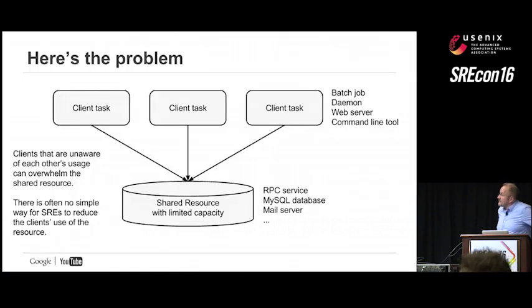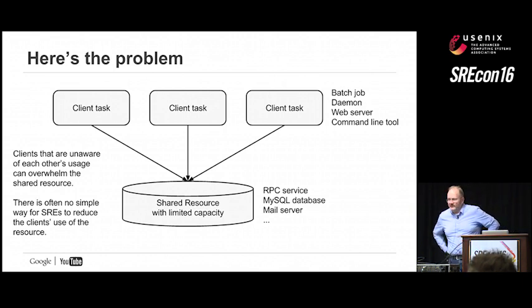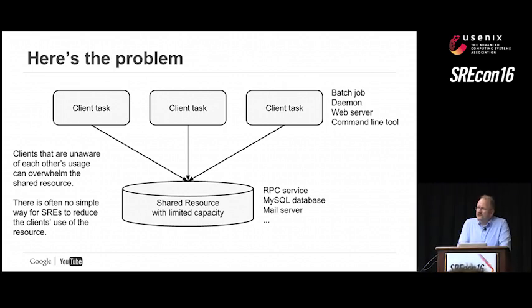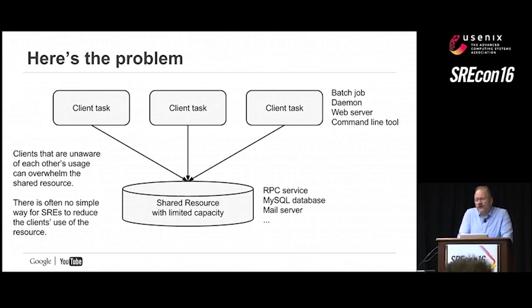So here's the problem. We have a bunch of client tasks and they use a shared resource with limited capacity. There are all sorts of ways to deal with that, server-side throttling, et cetera. But in a number of cases, server-side throttling doesn't work very well because the server doesn't have any support for throttling, or you don't want to do it, or in some cases being throttled is a very expensive operation in itself. So what we were looking for in our infrastructure at the time was a solution that allowed the clients talking against that shared resource to throttle themselves.